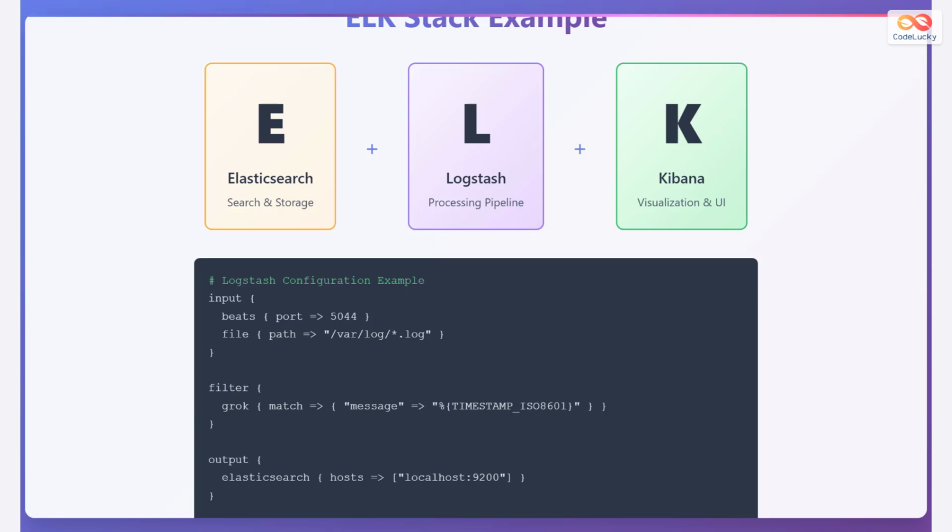Let's consider a specific example of the ELK Stack. The ELK Stack is comprised of Elasticsearch for search and storage, Logstash for processing data, and Kibana for visualization and user interface. Here's an example Logstash configuration. The input section defines the sources, such as beats and files. The filter section uses grok to match and parse the message based on a defined pattern. The output section specifies Elasticsearch as the destination for the processed logs.